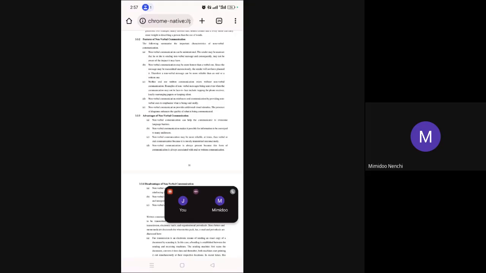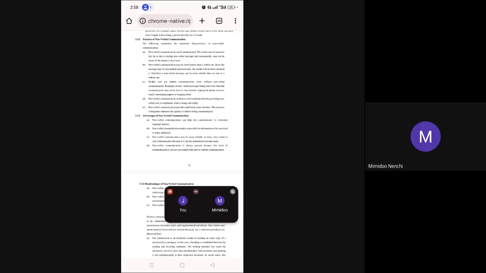So non-verbal communication provides additional visual stimulus. It provides additional visual stimulus. The presence of diagrams enhances the quality of what is being communicated. So when there is a diagram, it will surely enhance what is being communicated.